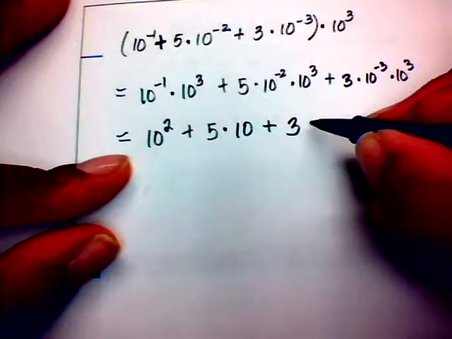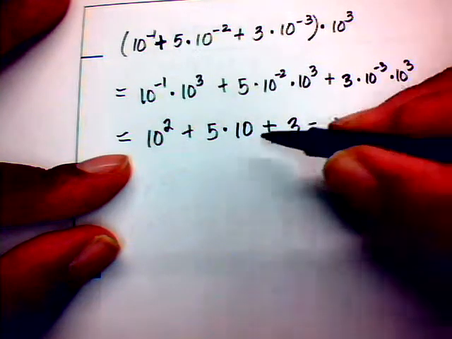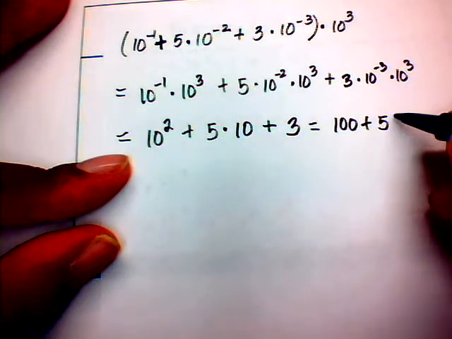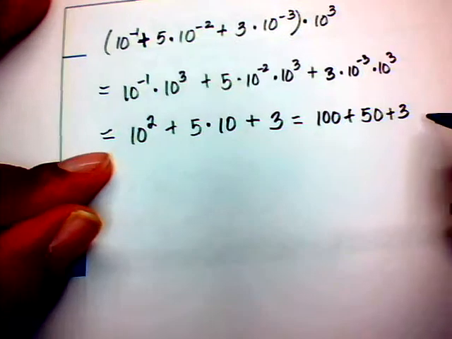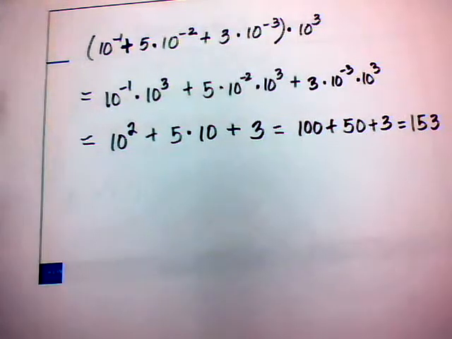Now let's simplify this. 10 to the second is 10 times 10, that's 100. Plus 5 times 10, that's 50. Plus the 3, which will end up as 153 as your final answer.